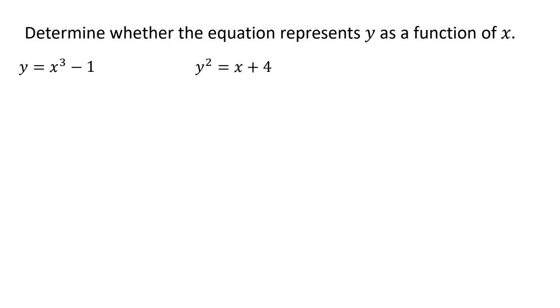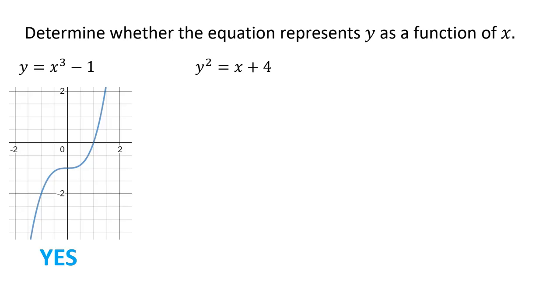And I have a couple more. So now the next two, we have y equals x cubed. The x cubed is going to look something like this, and that's going to pass the vertical line test as well.